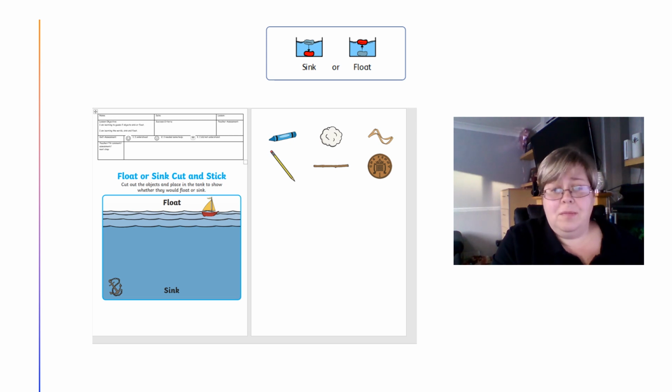Now what you could do, once you've had a guess and sticking them where they might go, then you could have a go at doing the experiment at home like we did yesterday and test it out. Make sure you send me a video or photos and also a picture of your completed sheet to your student folder so I can have a look at it.